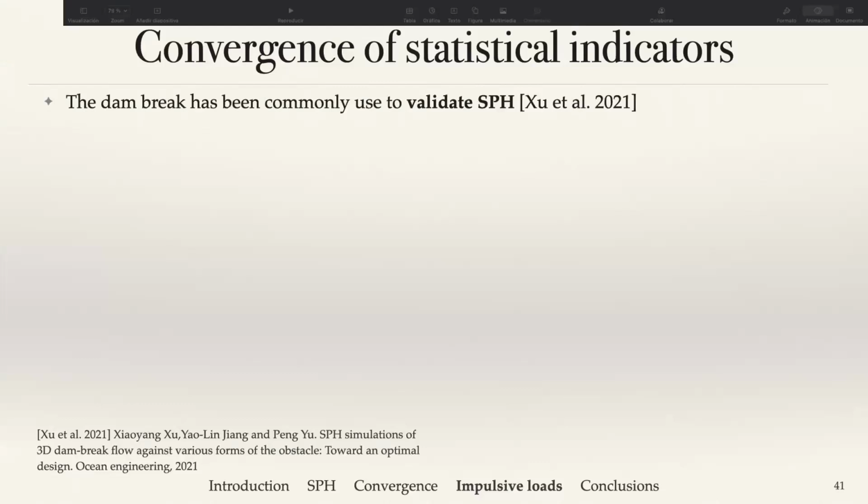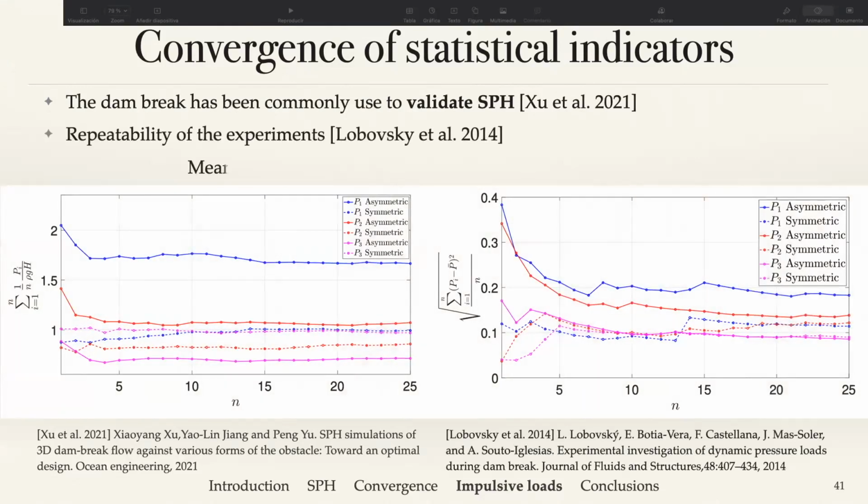Now, the dam break case has been widely used in the SPH literature in order to validate SPH. However, the experiments that are used are not always properly statistically characterized. So here, following the perspective used in Lebowski and collaborators, we have performed up to 25 repetitions of each one of the cases considered until the main statistical indicators, here the mean and the standard deviation, converge toward constant values.